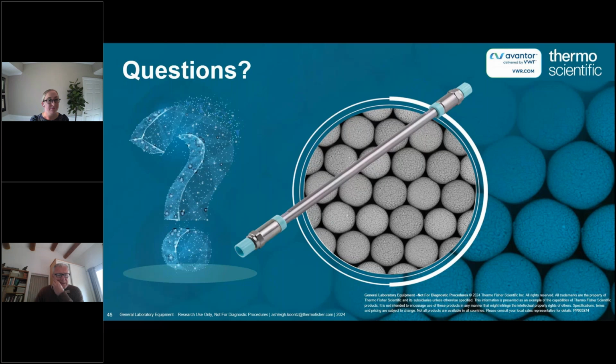Okay, thank you. And another one, I think it's the last one. I hope that it will be clear. Can an SEC column separate empty versus full AAV? Yeah, so we would not recommend a size exclusion chromatography column for empty versus full. This separation mode is going to separate more your aggregates and your higher molecular weight species based on size.